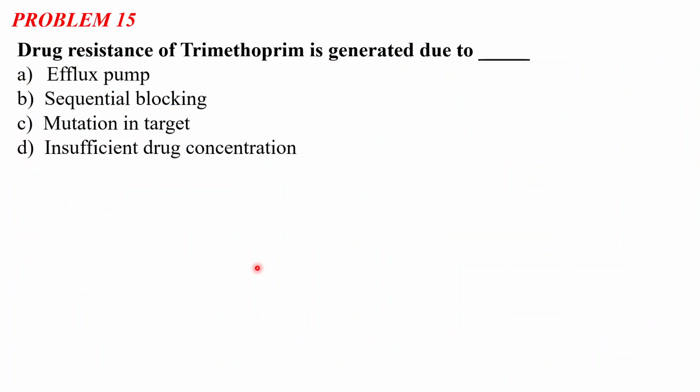Now I will go to the next problem. Problem number 15 says: drug resistance of trimethoprim is generated due to A, efflux pump, B, sequential blocking, C, mutation in target, and D, insufficient drug concentration. Which of the following will be the correct answer of problem number 15? Let me know in the chat box, A, B, C or D.